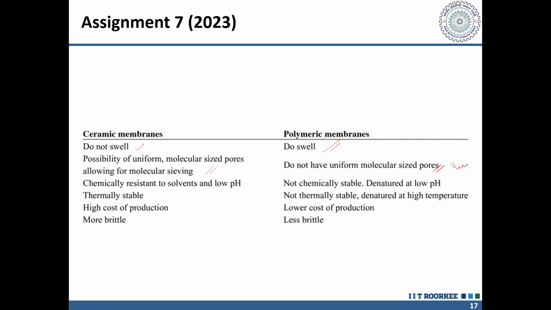They have uneven pores. Ceramics are chemically resistant and thermally stable, and polymerics are not that stable. But on the other hand, ceramic membranes are higher in cost when produced and more brittle, and polymeric membranes are lower cost and less brittle. So both of them have their own advantages and disadvantages, and thus we can use them according to our needs or our application.